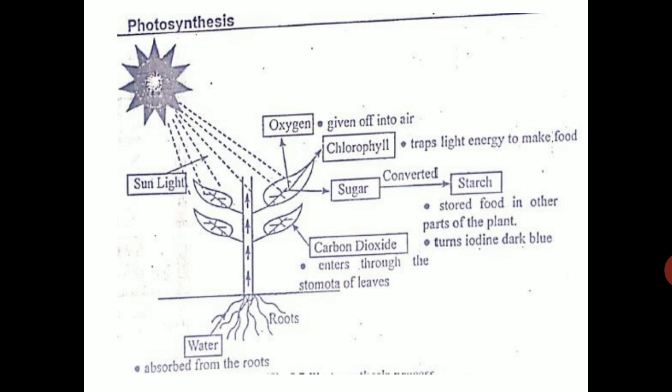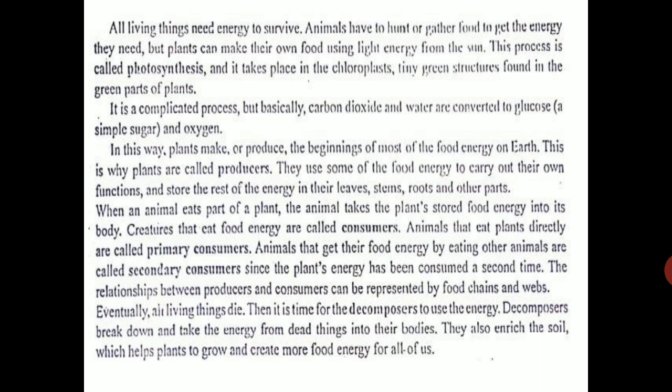So this starch is stored food in other parts of the plant. Whatever food is produced, starch, helps in growing the stem, leaves, everything. Okay, and the carbon dioxide enters the leaves through the stomata. So this is the process of photosynthesis. Photo means light, and synthesis means synthesizing, taking CO2 and producing oxygen as well as sugars. So this is the role of plants, leaves basically, because they have chlorophyll, and it happens in the daytime during sunlight, and this process is known as photosynthesis.